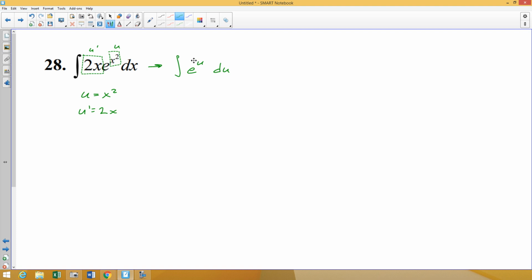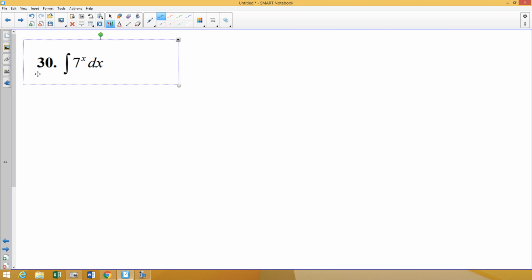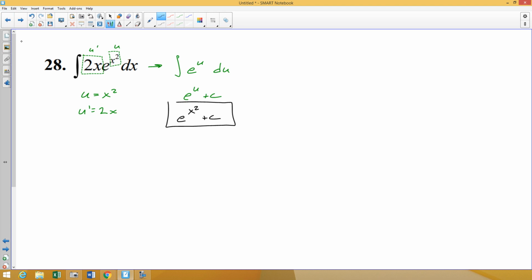And so we're left with the antiderivative of e to the u, and e to the u's antiderivative is e to the u plus c, and then we'll plug the u back in. So we have an answer of e to the x squared plus c. All right, moving on. There's that one again if you want to see it for a few more seconds. All right, that's good enough.